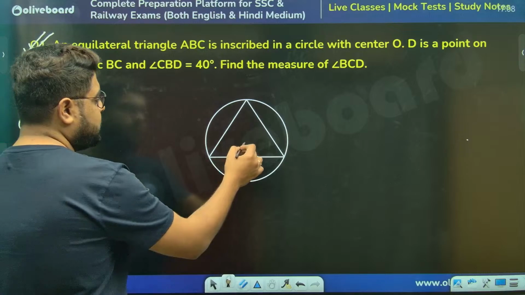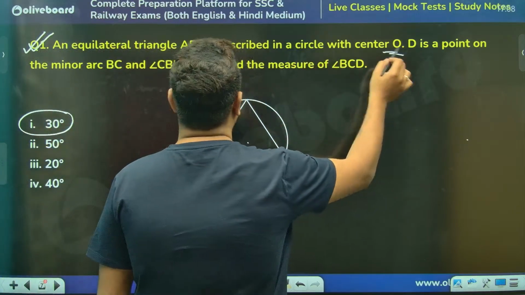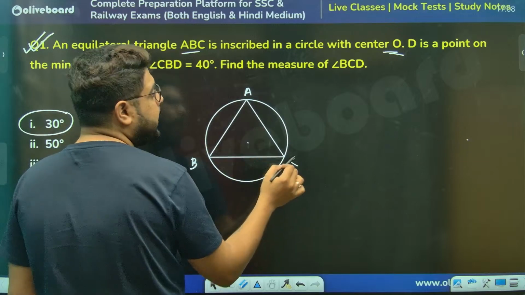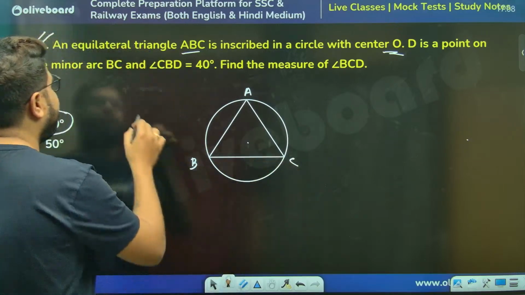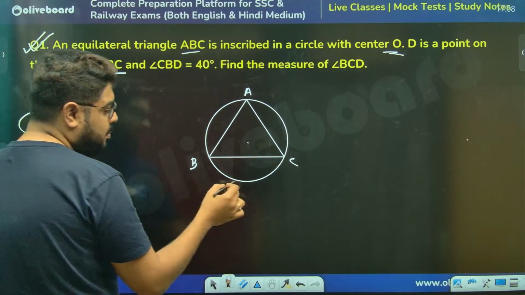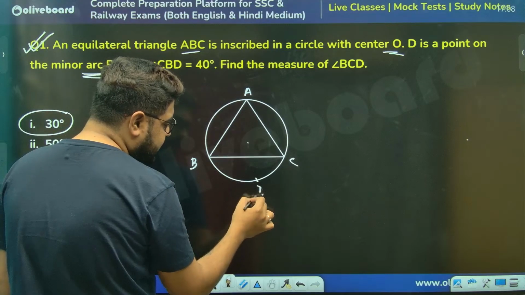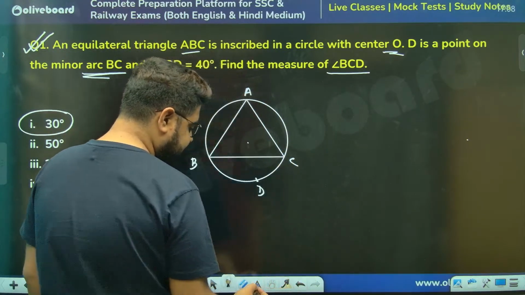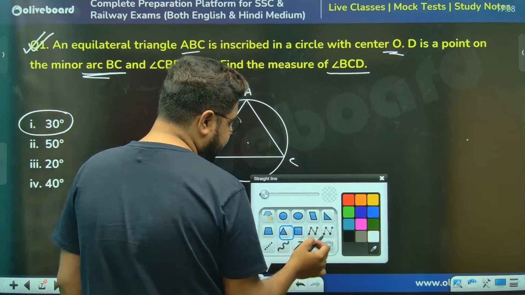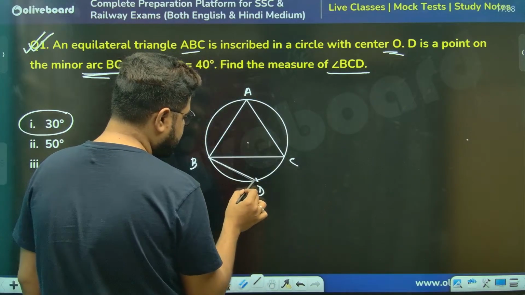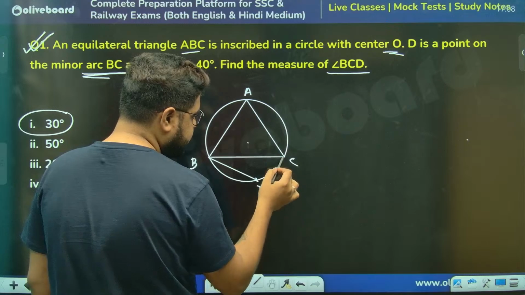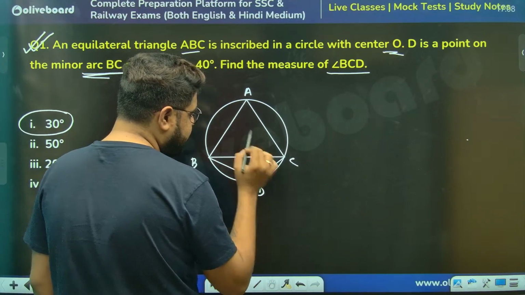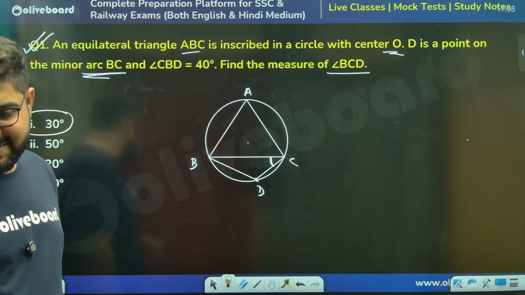Now the center is O. So triangle ABC is inscribed. D is a point on the minor arc BC. Find the measure of angle BCD. I'm just adding these 2 points. So they are asking us to find this particular angle.